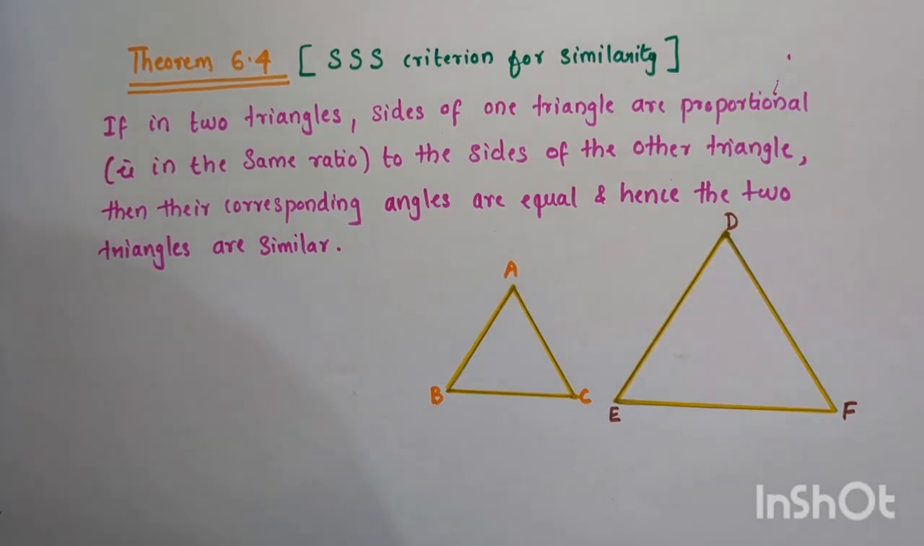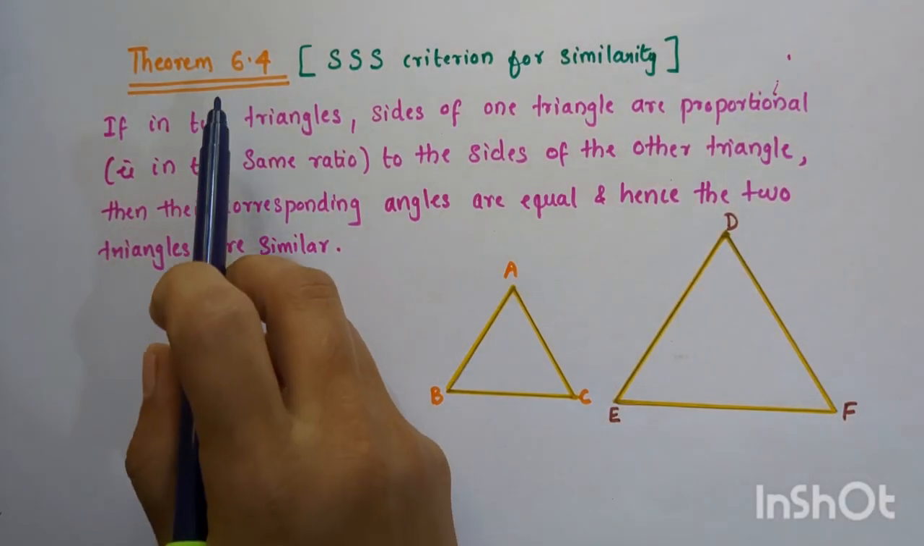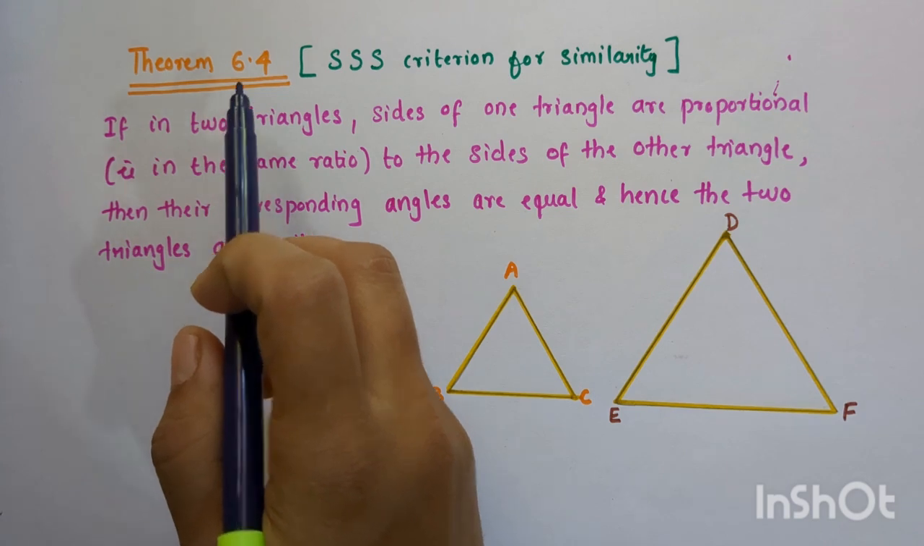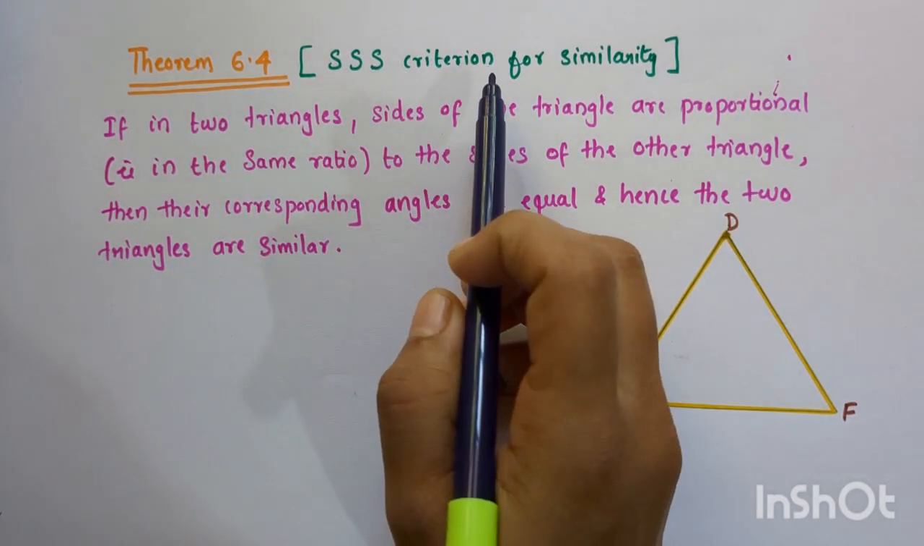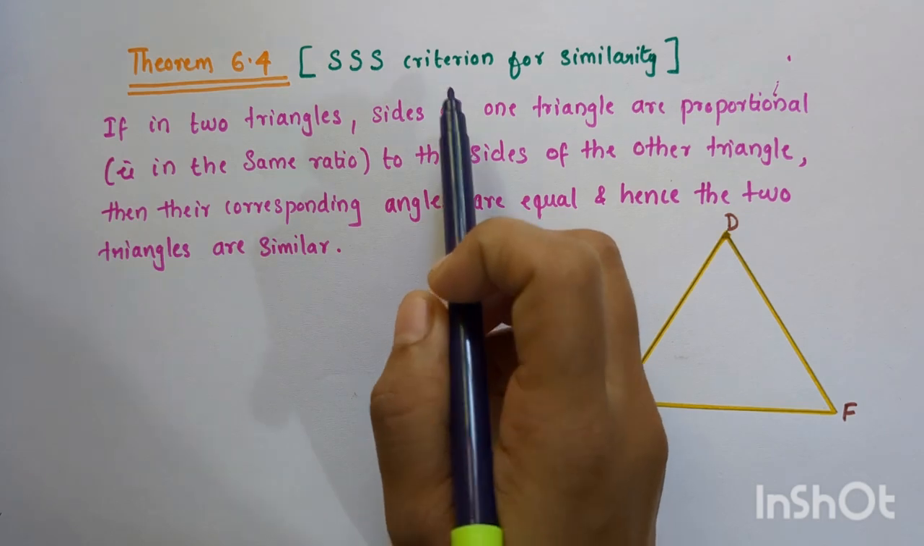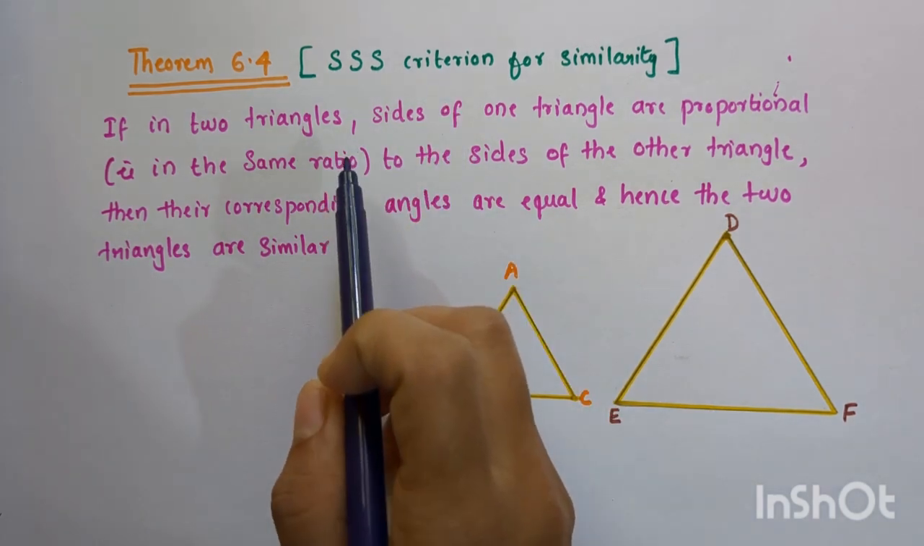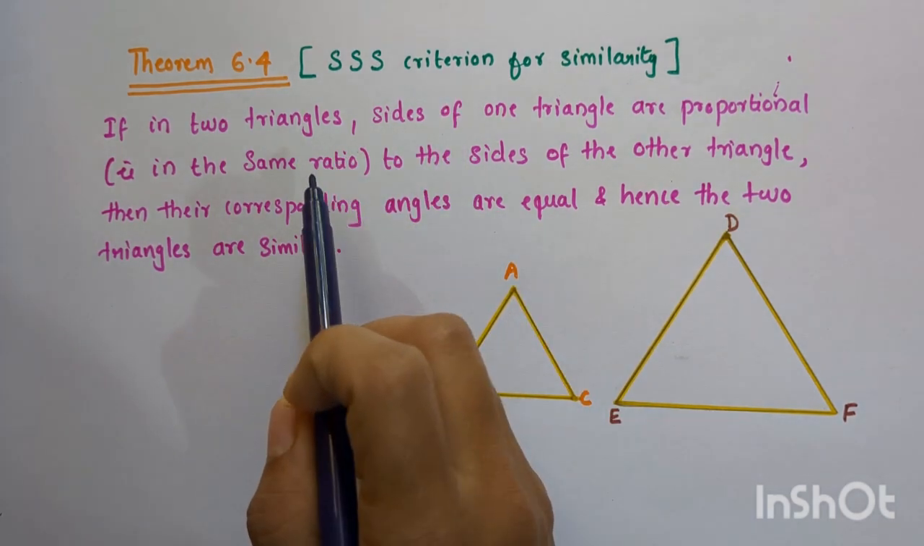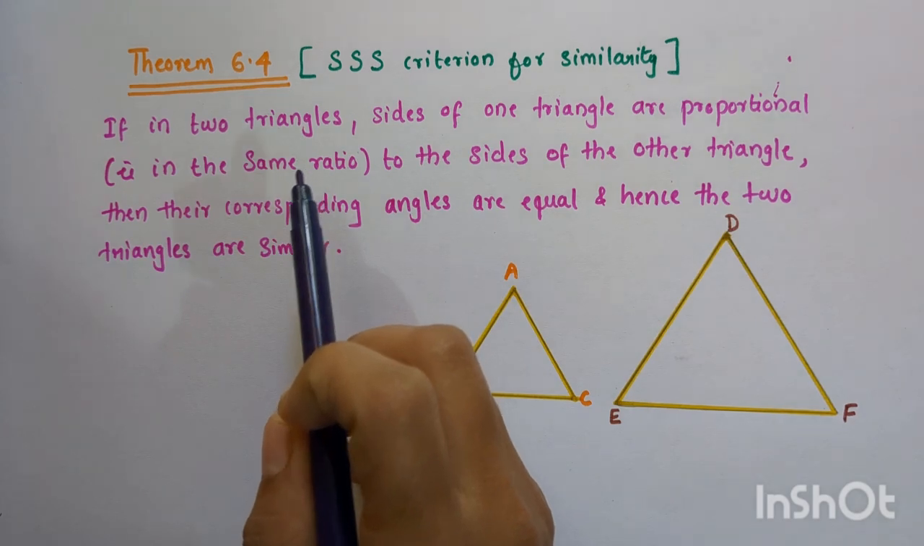Hello everyone. In this video, we are going to discuss Theorem 6.4, which is also known as SSS criterion for similarity, that is side similarity criterion for two triangles. We have already discussed the first three theorems in our previous video, which is available in the playlist.